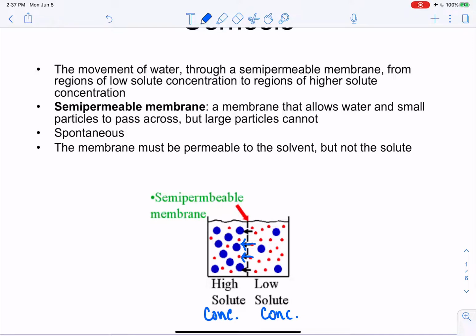It stays stable, but that doesn't mean we have no movement. If a few water molecules move to this side, at the same rate you'll get water moving over onto the other side. So there's movement, there's just no net movement.